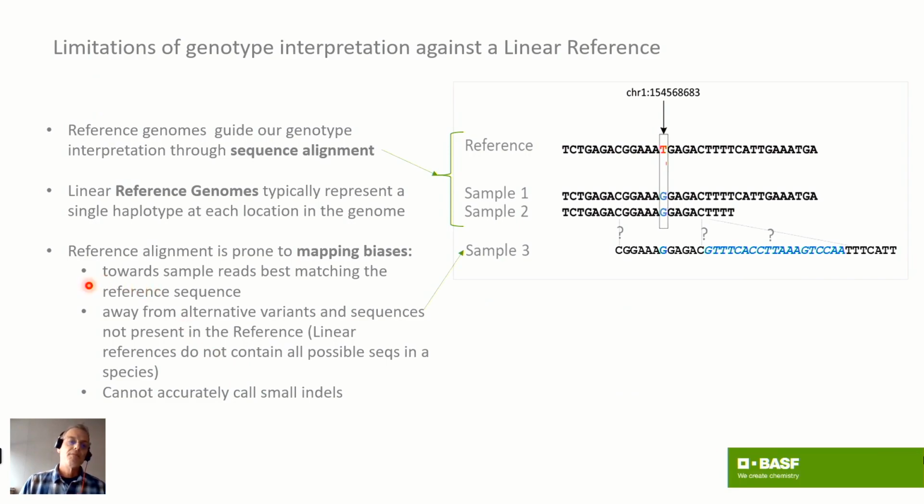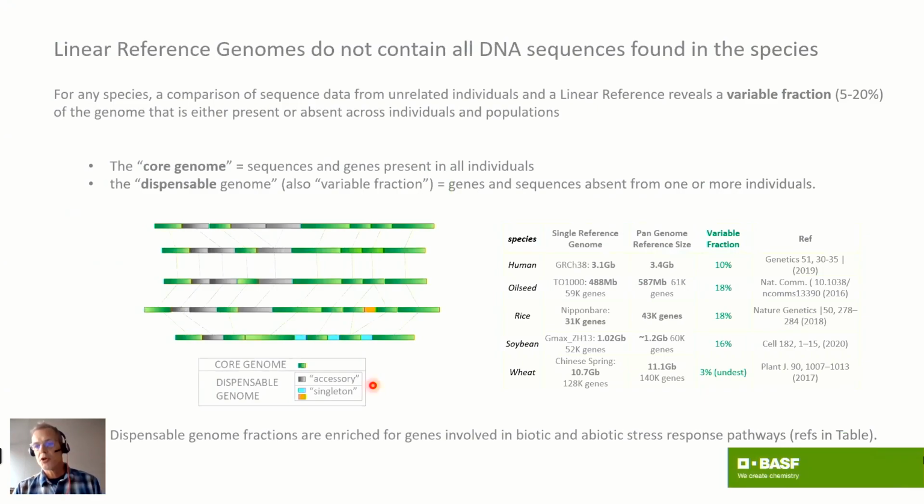So we typically see biases in calling alleles. We have reads that map to the reference allele more favorably than variants, so we're biased in calling reference alleles. We're also biased in not being able to call genotypes on sequences in our reads that are not present in the reference. That limits our ability to call small indels and structural variations. We can call SNPs quite well, and that can suffice, but we'd like to look at the structural variations as well.